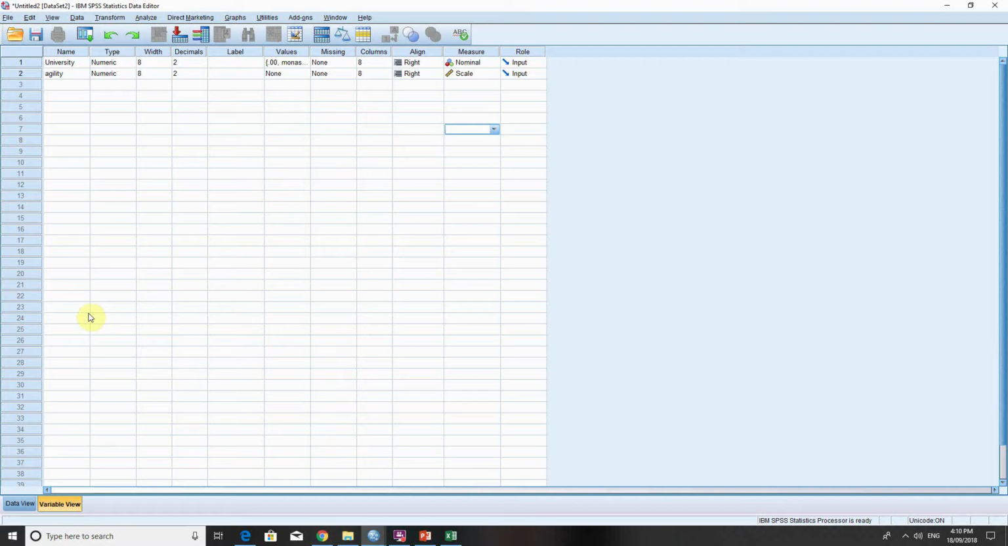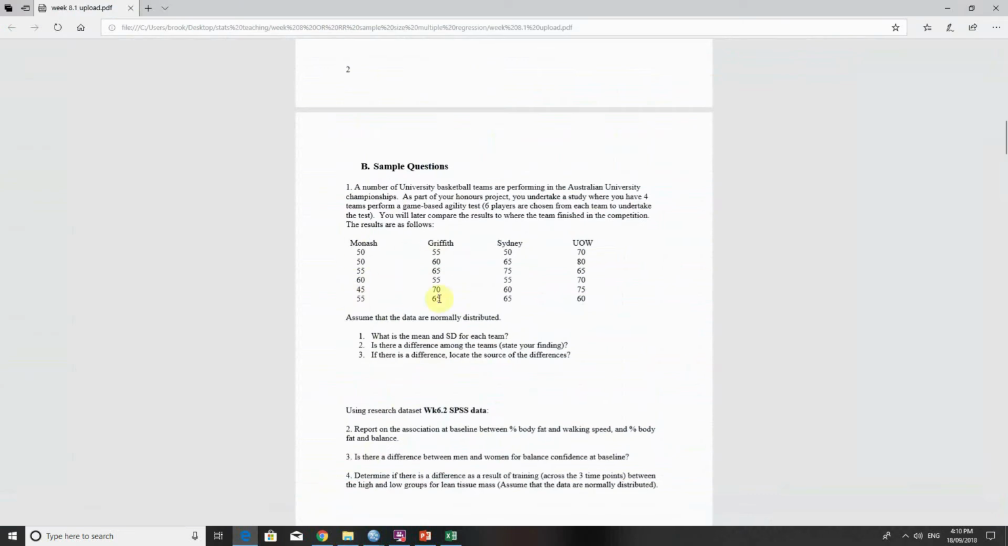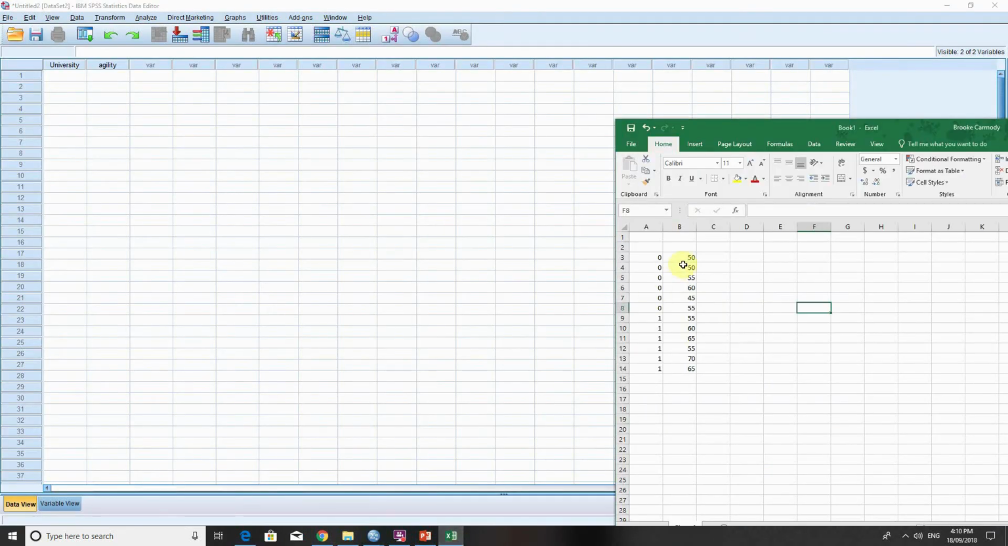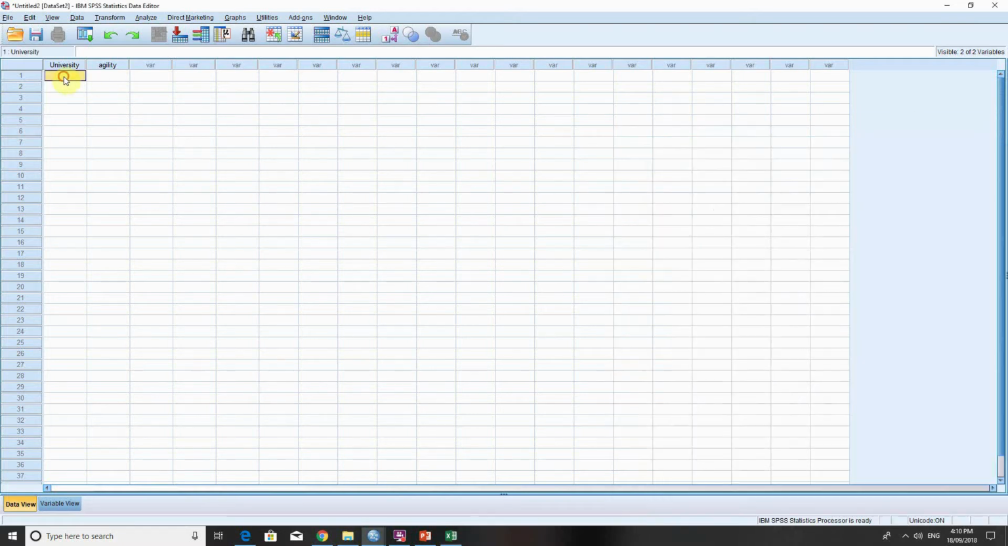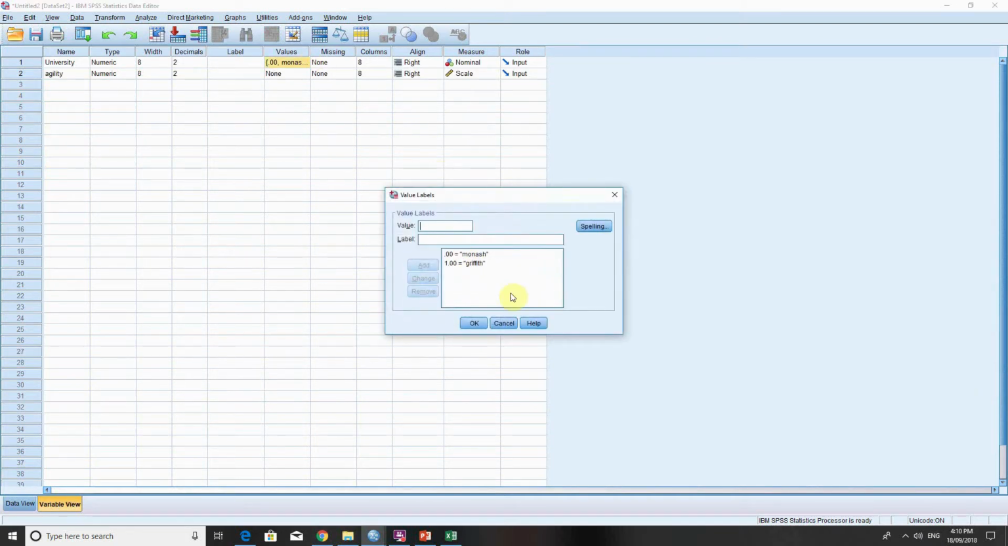So it's good. What we're going to do now is input these values all in the same column and then code for what university it is. I've already done that in this Excel document, so I can just copy and paste it over. And so what we're going to see here is the right way to input your data when you have variables that need to be coded for. Your agility scores all in one column, and then all of these scores are Monash and all of these scores are Griffith. And you can always go back and check to see what you've coded for. 0 is Monash, 1 is Griffith.